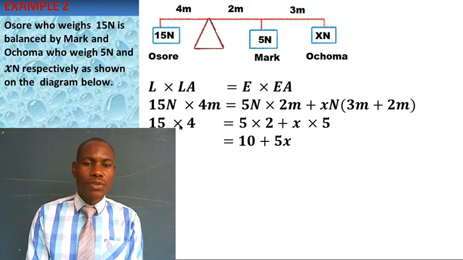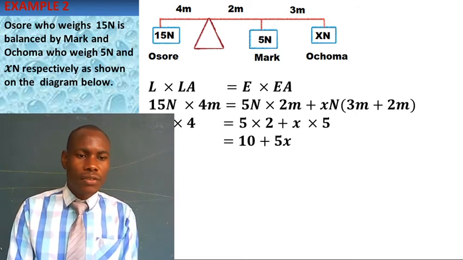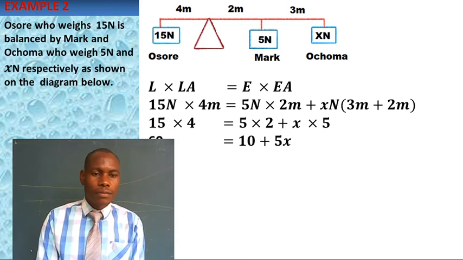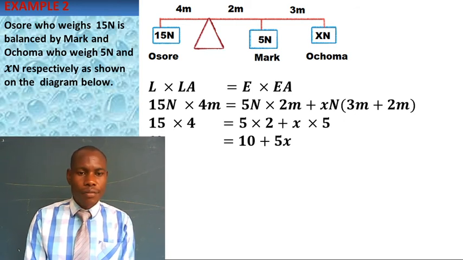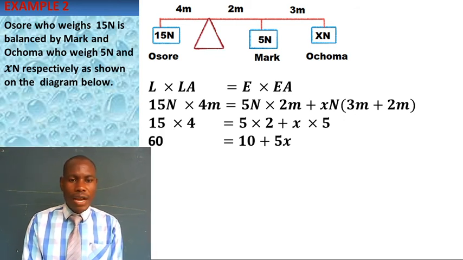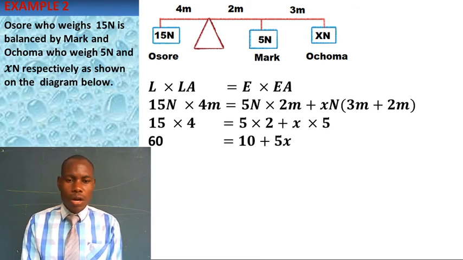60 newtons. So we shall have here our 60 to be equal to 10 plus 5x. How did we get this 5x? We multiplied the 5 times x to get 5x.